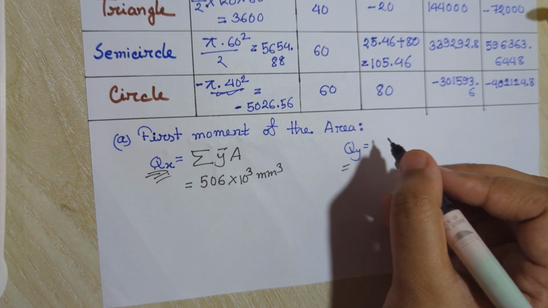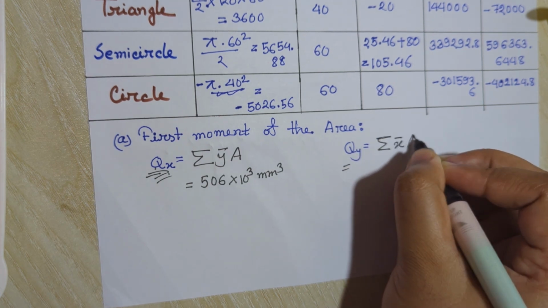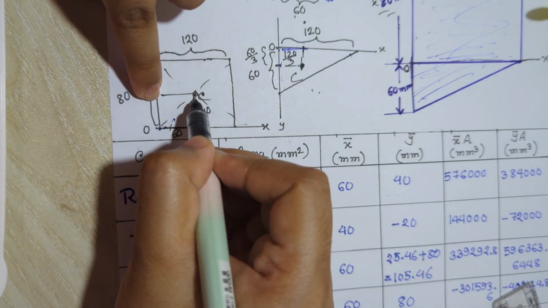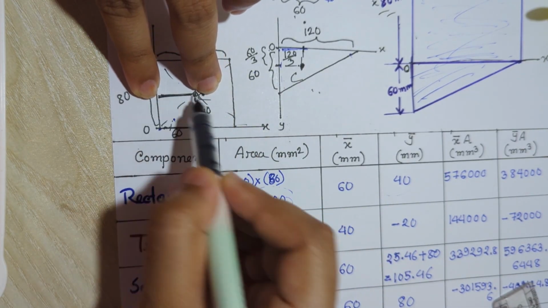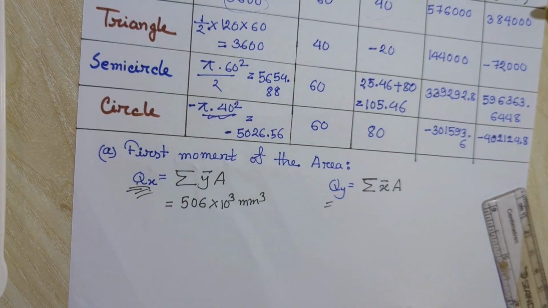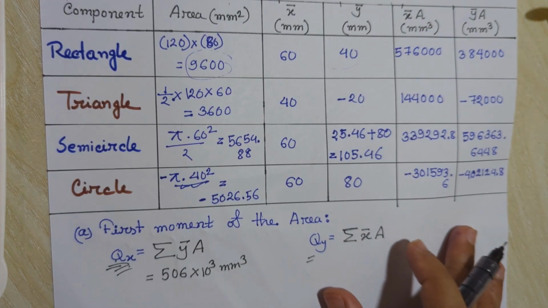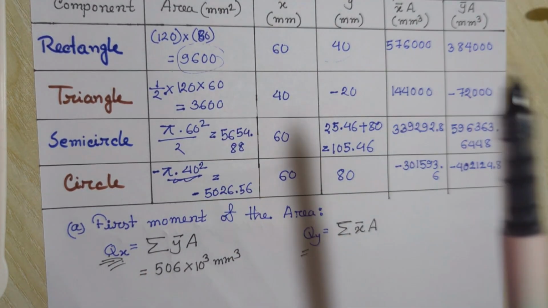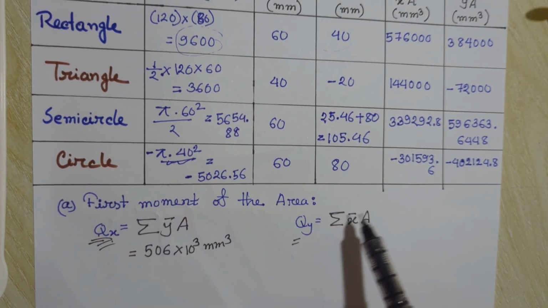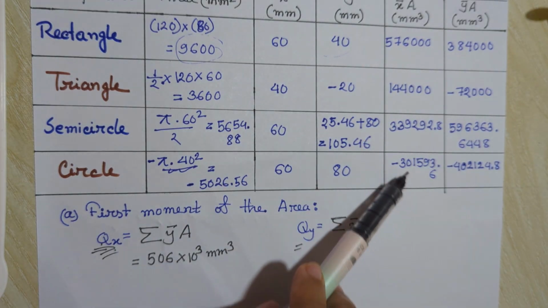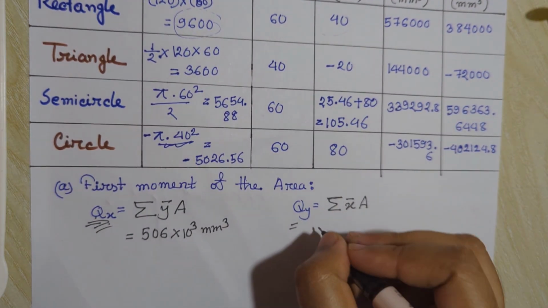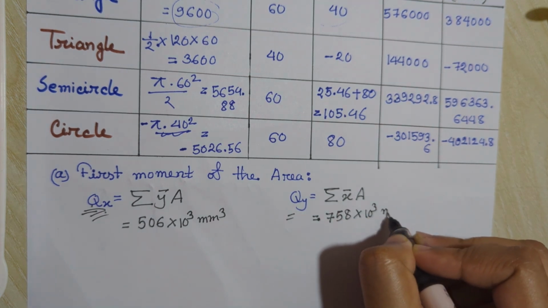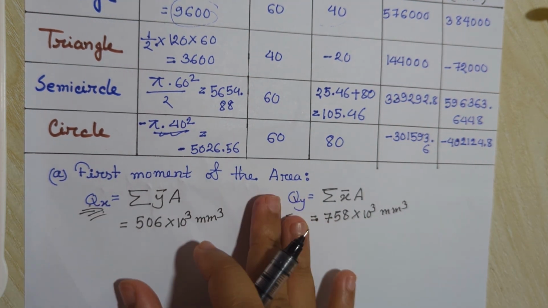and for finding the moment according to the y-axis, here we have to use summation x bar a, because if we consider this the y-axis and this is the centroid, then the distance will be this portion, which is the value of x bar. So here we use x bar a, and we have already found the x bar a for our four parts. As we have to find the summation, we will add these 4 things and use this minus also in our calculation, and our final result will be 758 into 10 cube millimeter cube. So this is the first moment of the area.